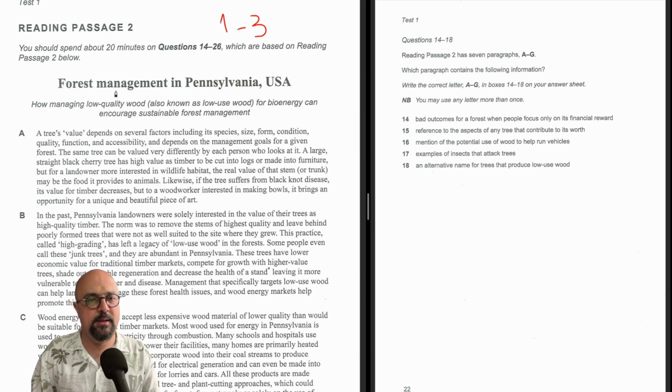So it's about forest management. It's forest management in Pennsylvania, the USA. Okay, forest management: how managing low quality wood for bioenergy can encourage sustainable forest management. So, using low quality wood for energy. Interesting. Now, this is an introduction paragraph.